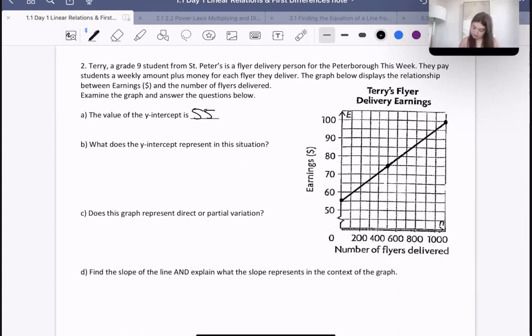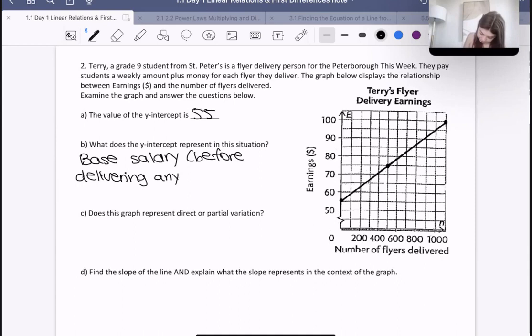And what does it represent in the situation? Basically, it represents her base salary, before delivering any newspaper. Right? So they pay a weekly amount, which is $55 just automatically, just for having the job. Plus, they pay extra depending how many flyers she delivers. So even if she delivers no flyers, she still makes $55.